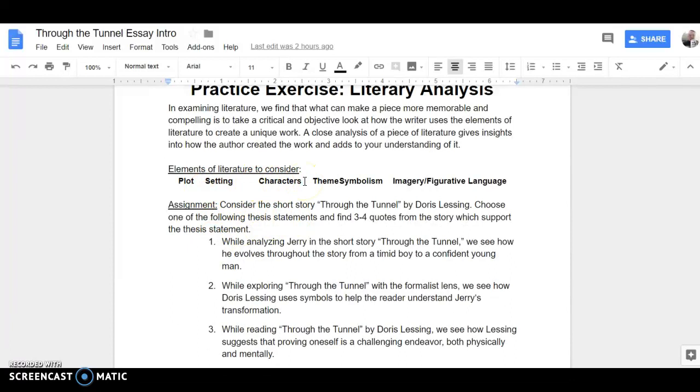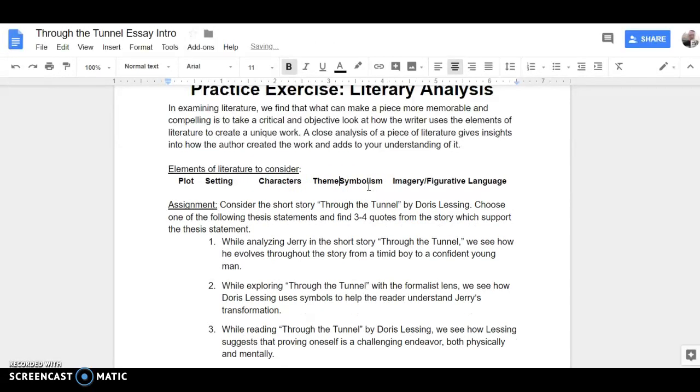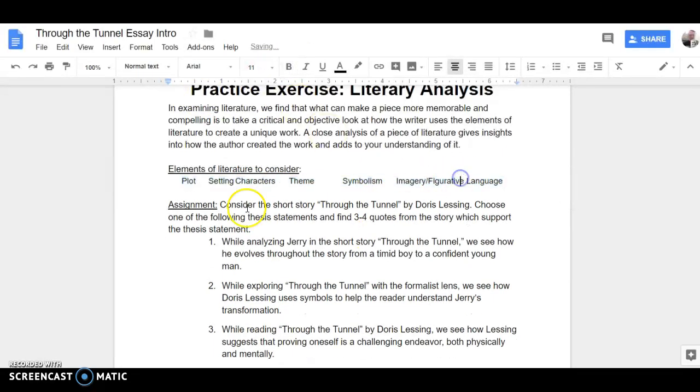So these are those things that we're going to be analyzing. Plot, what happens, setting, where it happens, characters, who's there, theme, and symbolism. For whatever reason, we've got this weird space here. We're just going to change the size so it looks pretty. There we go. Plot, setting, characters, theme, symbolism, imagery, figurative language.